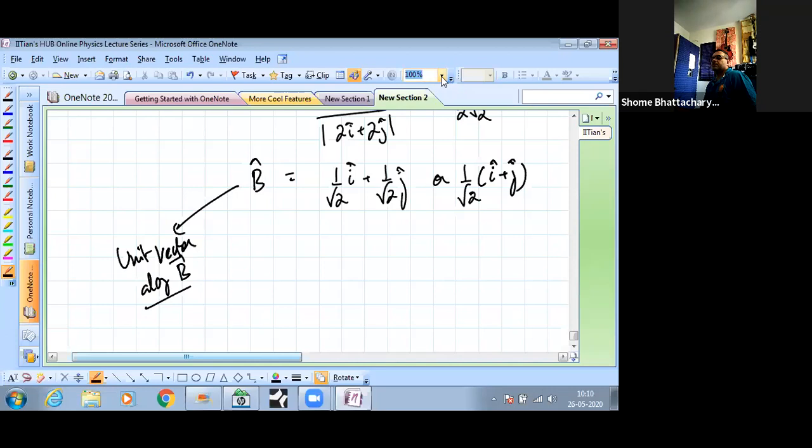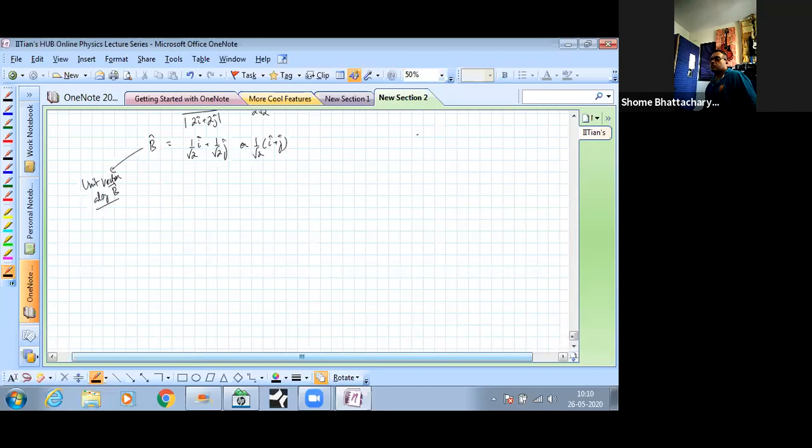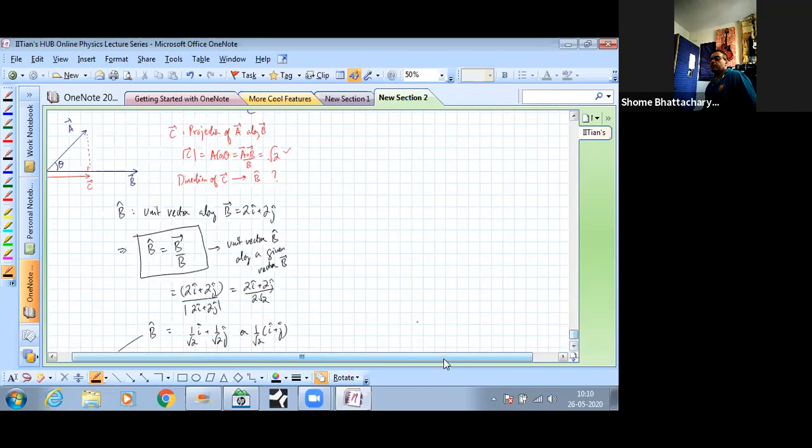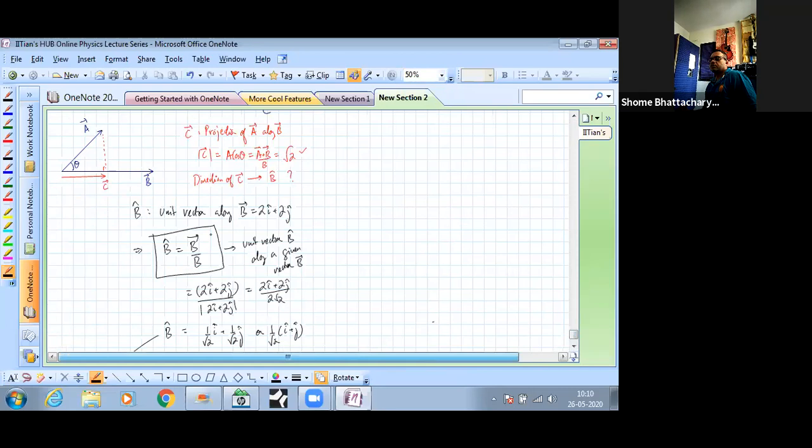So I'm just minimizing this part, go through the steps. So now we've come to the two individual things. We know that the magnitude of this vector C is root 2, and we know its direction is along this unit vector B cap. So the vector C itself will become how much? It will become its magnitude, which was A cos theta, multiplied by the unit vector, which was B cap. So A cos theta, which is the magnitude, you've seen as root 2.